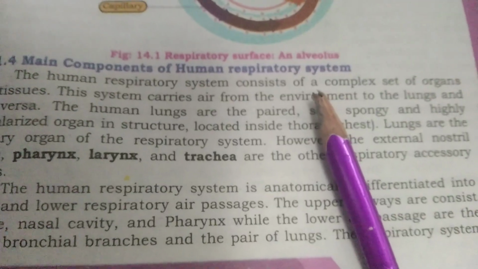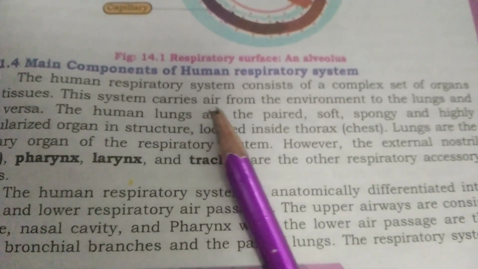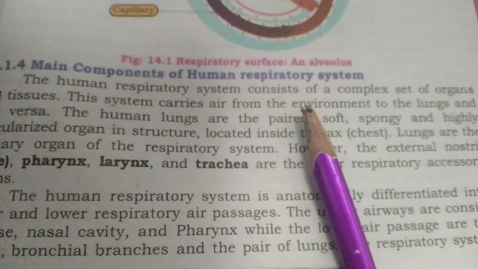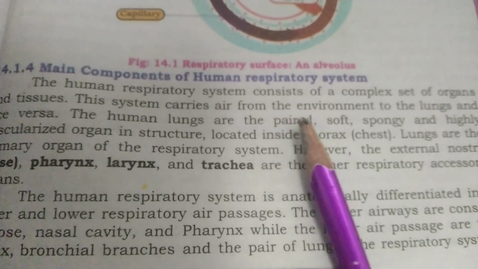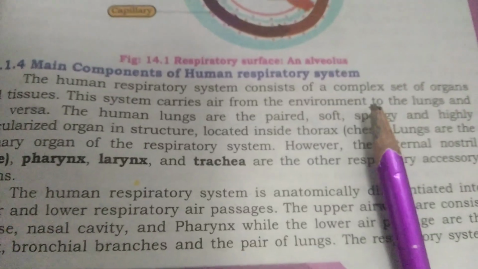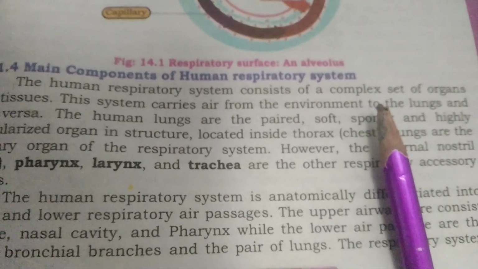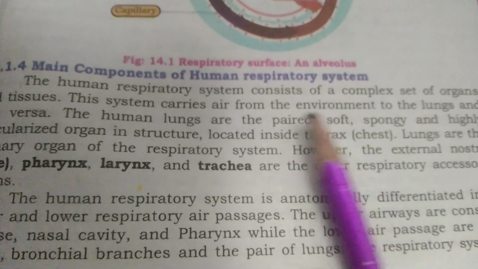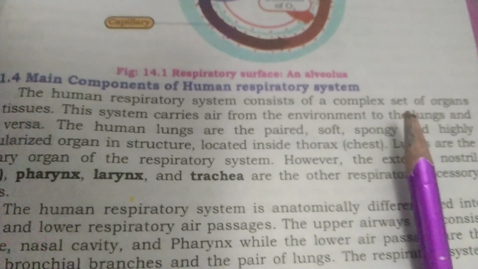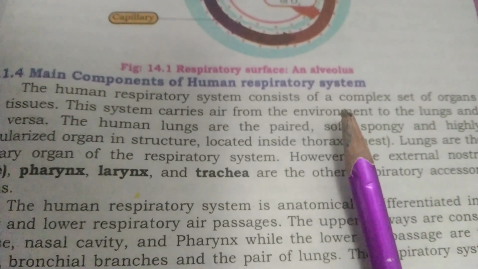And here is the first one. The human respiratory system is a set of organs and tissues. What kind of set of organs? This system carries air from the environment to the lungs and returns it from the lungs back to the environment.